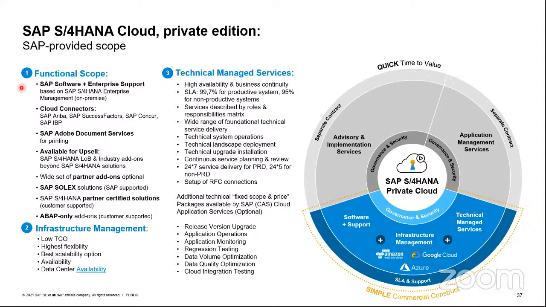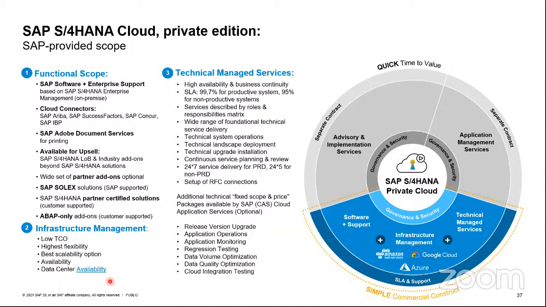So the functional scope, you can see here, it includes software plus enterprise support, cloud connectors, Adobe Document Services for printing. Then you can also add on the LOB and industry add-ons beyond the solution. You can also have extended solutions which are SAP supported from partners and partner add-ons. All of that can come in. You can also have ABAP only add-ons that are customer supported, but you can go into the details of your functional scope when you're looking at this option.